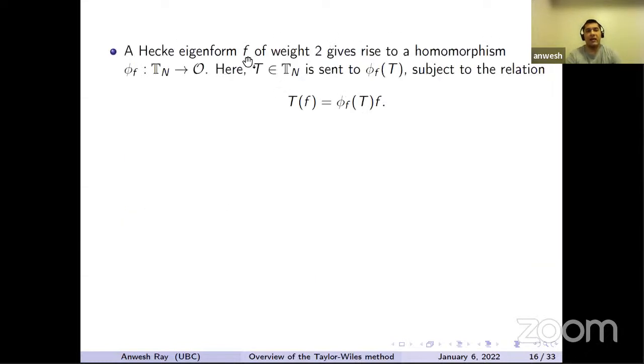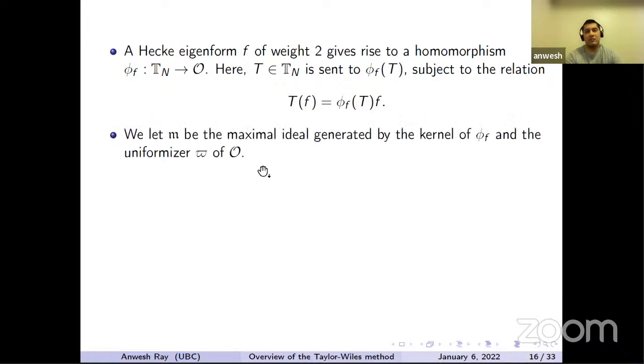So now suppose we have our Hecke eigenform f. The Hecke eigenform gives us a map from T_n to O. What this map does is it takes our Hecke operator and sends it to the scalar associated to the Hecke operator. So phi_f(T) is the scalar such that T acts on f by the scalar phi_f(T). This is the map associated to the modular form. Then we take the maximal ideal generated by the kernel of phi_f and the uniformizer of O. It's called frak m.